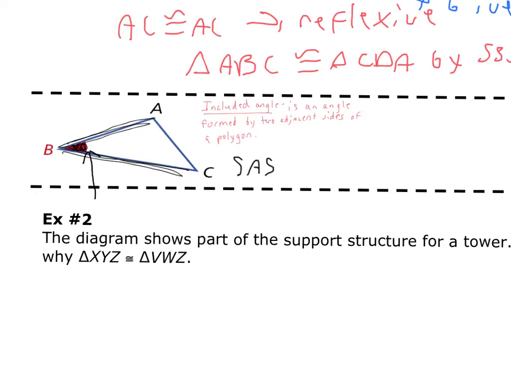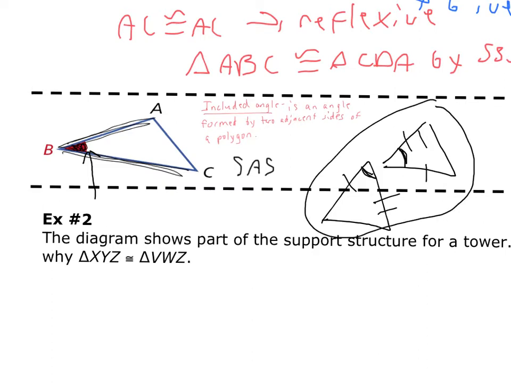Okay, so for example, you could have a triangle and another triangle, okay, and they have one set of congruent sides, two sets of congruent sides, okay, but they also must have an included angle or a congruent angle between those two sets of congruent sides. Okay, so these triangles would be congruent by SAS.